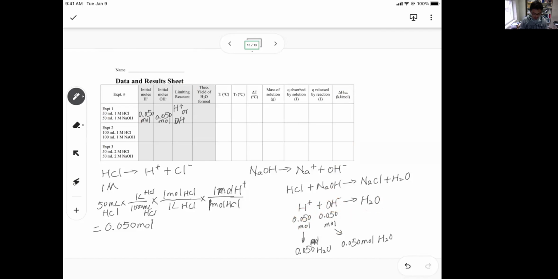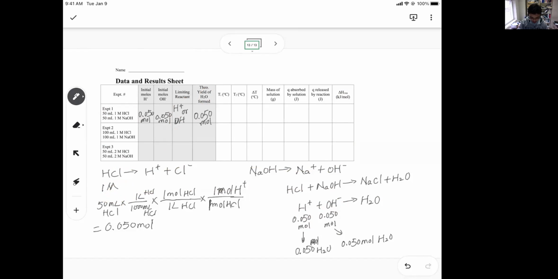Okay. The reason why we have this column here is that during the regular semester, we have 2 more experiments for you to run. And the last column would be the limiting reactant. Not the last, experiment 5, there will be an excess reactant for one of them. But this is not the case for this experiment. Anyway, the yield of H2O formed in this case would be 0.050 mole, right?